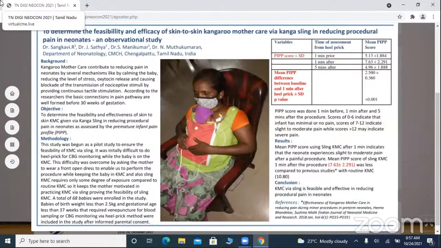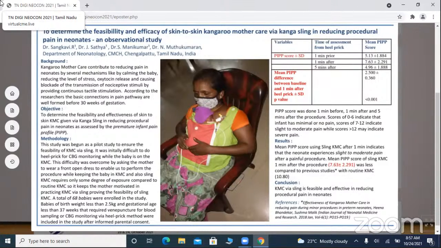Methodology: the study actually began as a pilot study to ensure the feasibility of KMC via the sling. It was initially difficult to do the heel prick for CBG monitoring while the baby is on KMC. And this difficulty was overcome by asking the mother to wear a front open dress to enable us to perform the procedure while keeping the baby in KMC. And also, sling KMC requires only some degree of exposure compared to routine KMC. So it keeps the mother motivated in practicing KMC via sling, proving the feasibility of sling KMC.